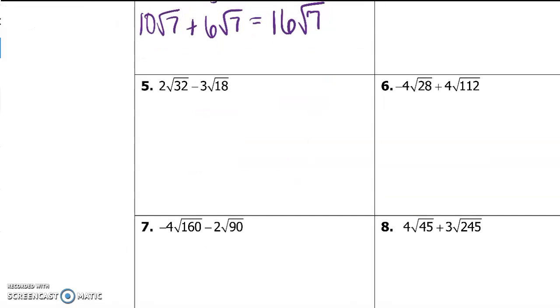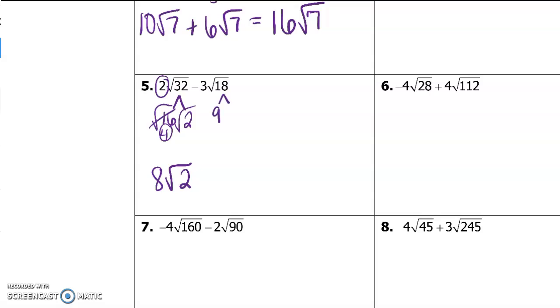Number 5, 32 has a perfect square in it. It is 16. Again, some of you might think that, oh, 4 goes into 32, but that's not the biggest one. So we need to make this 16 times 2, square root, square root. Square root of 16 is 4. So we have 2 times 4 gives me 8 square root of 2 for my first term. So don't lose that 2 out in front. 2 times 4 gives me 8.